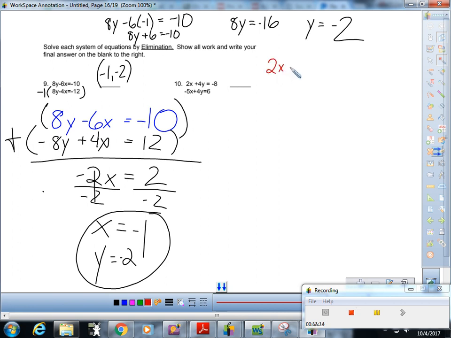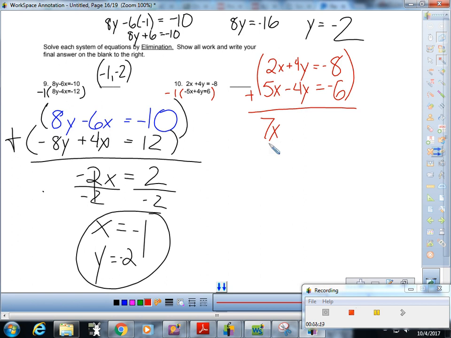I'll do this one in red so you don't confuse them. 2x plus 4y equals negative 8. Let's multiply the bottom one by negative 1 this time. Well, I did that last time, sorry. That turns out to positive 5x minus 4y equals negative 6. Now when I add these two things up, 2x plus 5x is 7x. 4y and negative 4y are gone. Negative 8 plus negative... Oh, what did I do wrong there? Let's see. Is this a nasty fraction? Nope. Let's see. Got it. Negative 8 plus negative 6 is not 2. It's negative 14. Here we go.